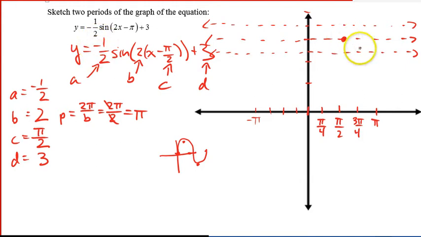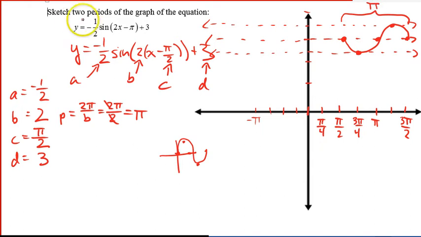We start at the midline, then we drop down to the nadir. Another quarter period, we return to the midline. Let's go another quarter period. Now we go to the top of the amplitude, and one final quarter period. That would put us at 3 pi over 2. We'll return to the midline. So there's our first period. Notice it goes from pi over 2 to 3 pi over 2, which is exactly pi units. Our period has width pi.